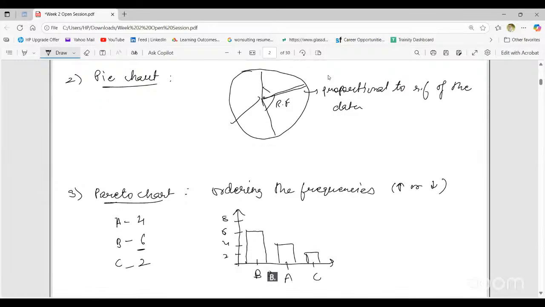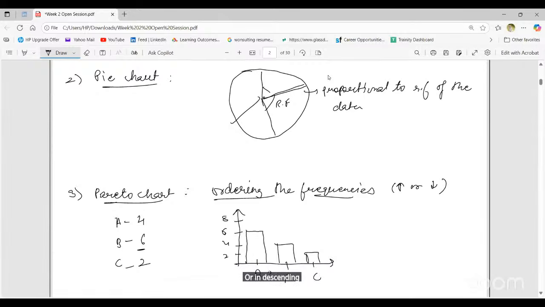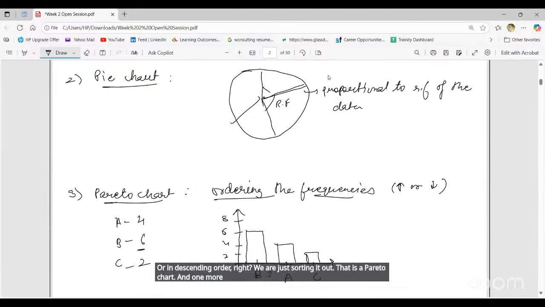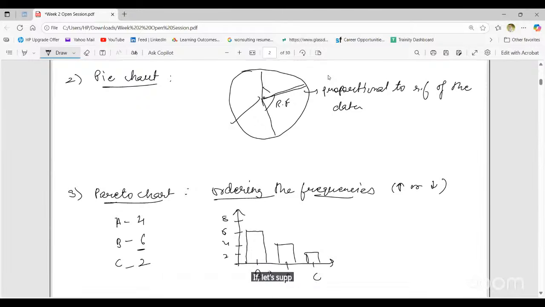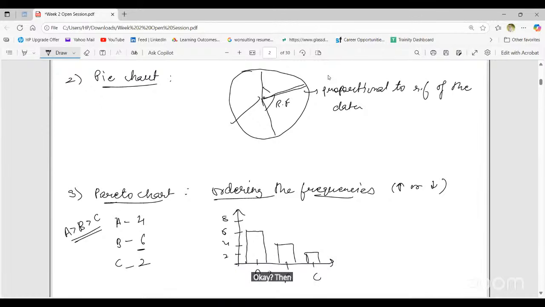So this is what a Pareto chart is. We are just ordering the frequencies in ascending order or in descending order. Fine. We are just sorting it out. That is a Pareto chart. And one more condition is there. Let's suppose I'm having the same data, but here is a condition that my A is greater than B and B is greater than C. Then the main thing is you have to maintain the order here.